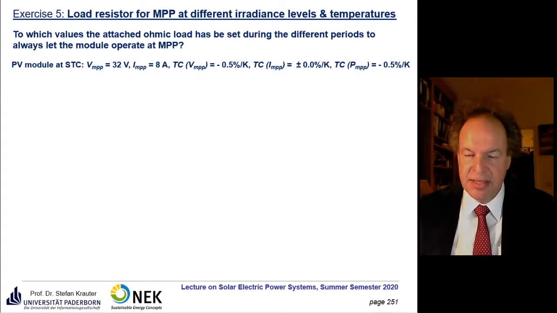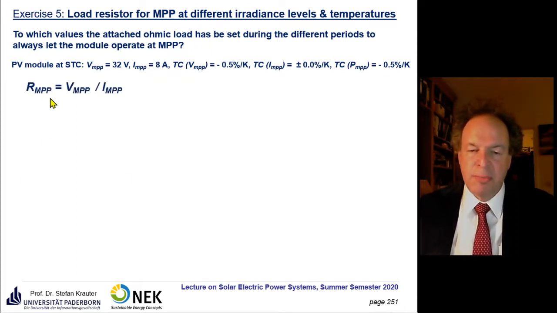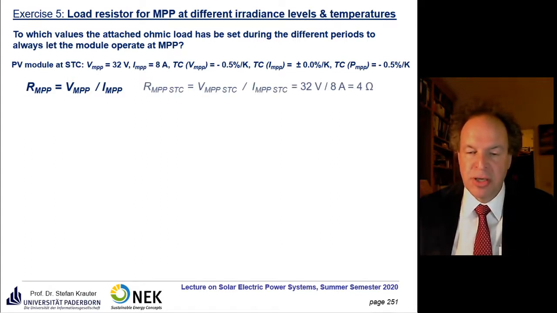This is again the description of the task, and to find the optimal resistance, it's just the voltage in the maximum power point divided by the current in the maximum power point. If we take as an example the standard test conditions where we have 32 volts and 8 amps at 1000 watts per square meter and 25 degrees Celsius of module temperature, then we have here 32 volts divided by 8 amps, that's 4 ohms.